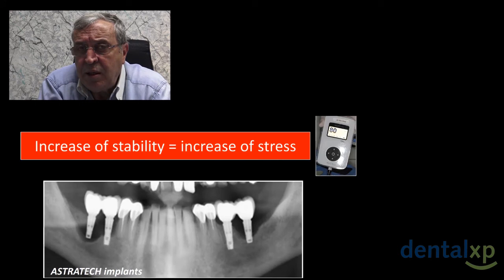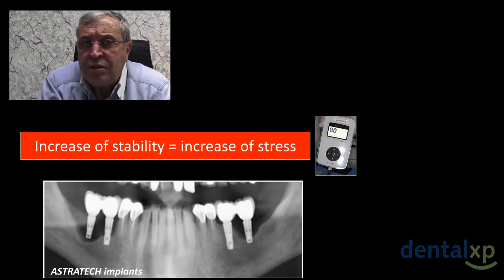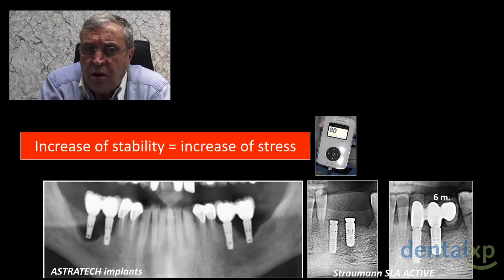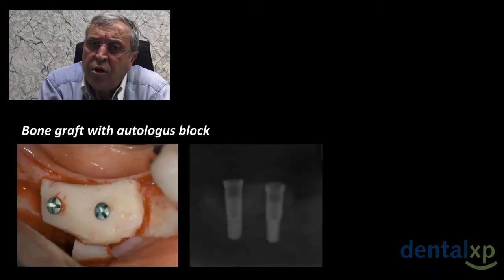Increasing the stability results in an increase of the stress. And when you increase the stress, even if you use the best surface of titanium, you will lose the implants. This is not an infection. This is just a failure of the blood supply. Even if the titanium surface is one of the best, the pressure will create a bone resorption.